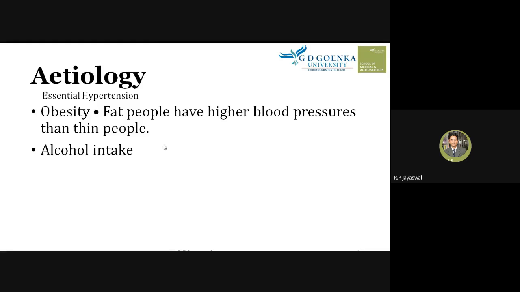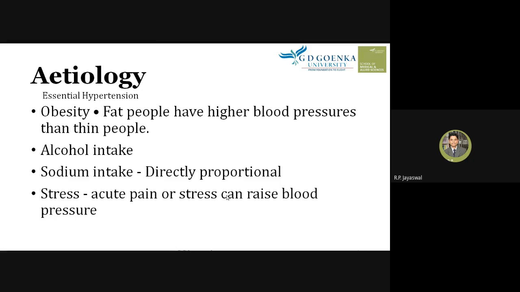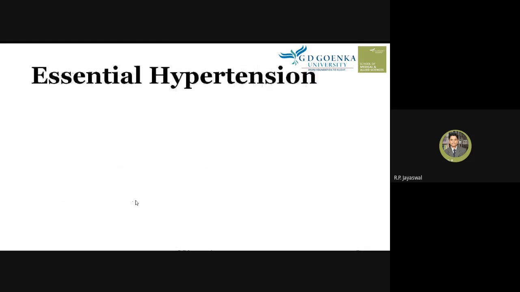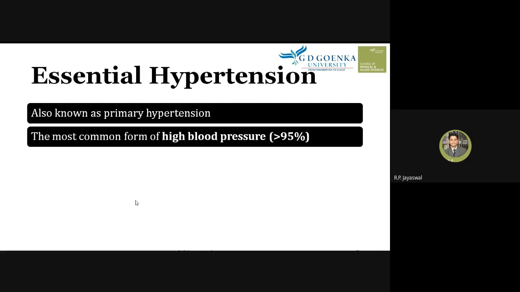Sometimes an alcoholic person may experience high blood pressure. Sodium intake is directly proportional to higher blood pressure. Stress, acute pain or stress can raise blood pressure also. So people who are under stress, or maybe because of some pain, the blood pressure is higher. So essential hypertension is also known as primary hypertension, and this is the most common form of high blood pressure.